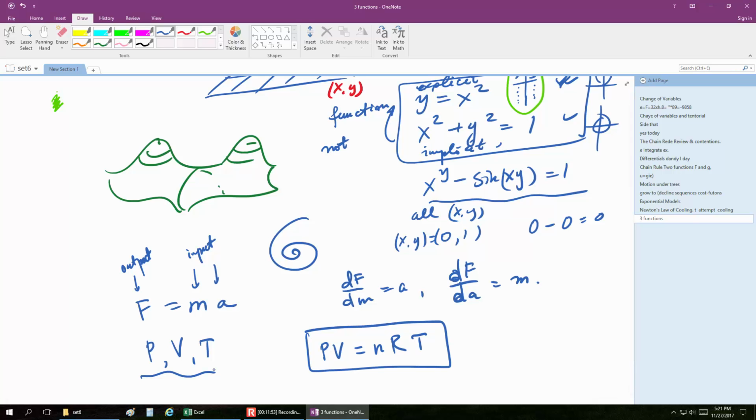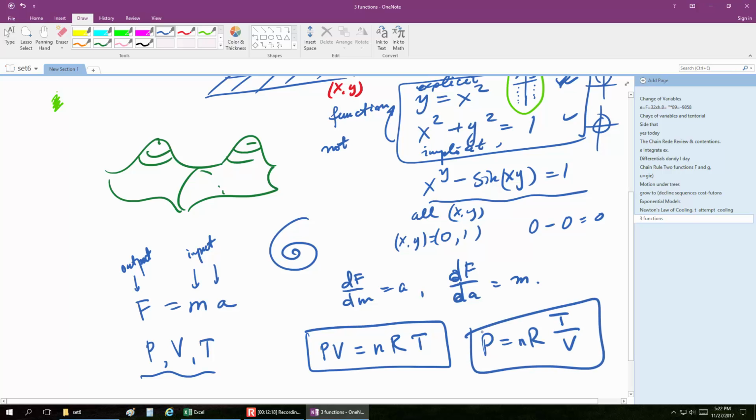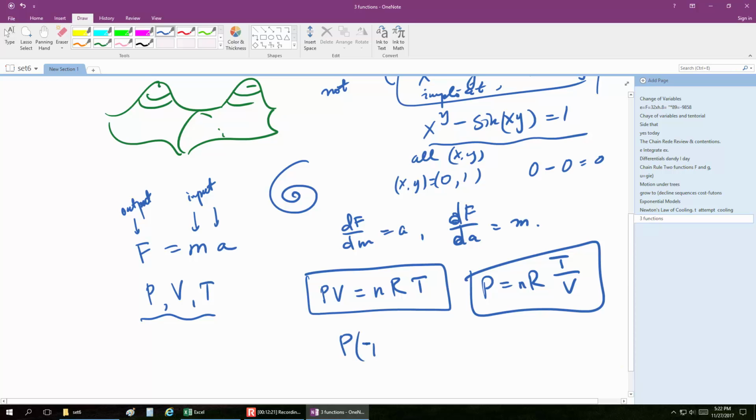Okay, so what do I have to do? I have to make sure that a change in volume does not change the temperature, and a change in temperature does not change the volume. So if I have control over those two variables independently, then you have a function of two independent variables. So it would be nR, these are just constant numbers, T over V. Once again, that would be a function. I would write P of T, V is equal to nRT over V, and that would be a function of two variables.